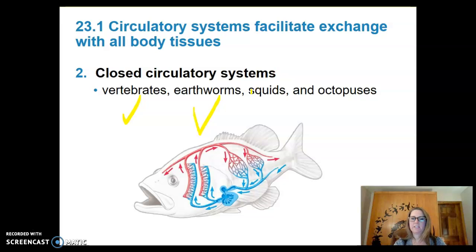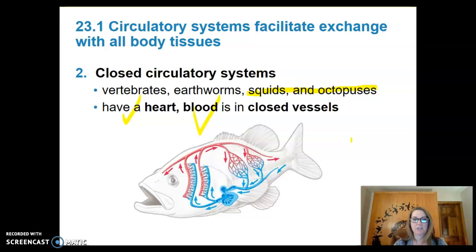Squids and octopus, so this is interesting, they are mollusks. Their relatives can have an open circulatory system like clams and mussels. But actual squid and octopus have closed systems, and that's one reason why they can be big, massive predators in the ocean and swim rapidly, is because they are more efficient at gas exchange.